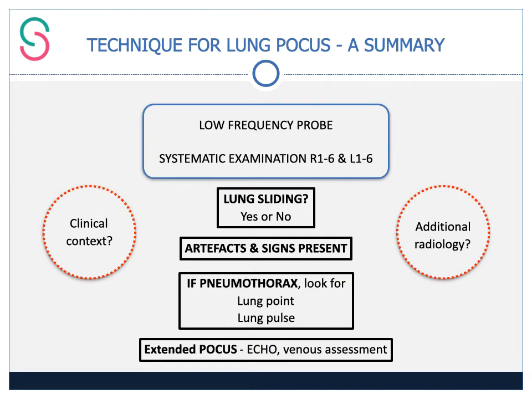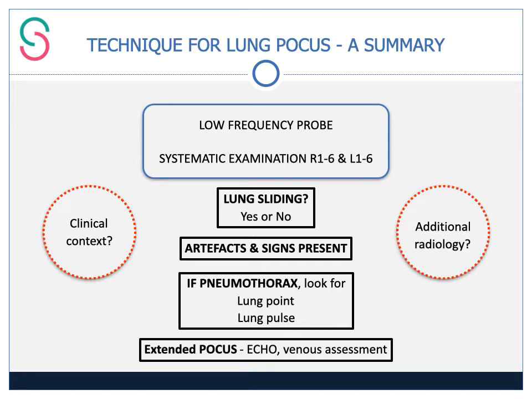And as a summary for lung Pocus, you can think of it as starting with typically a low frequency probe, so a curvilinear or phased array probe, performing a systematic examination, either 4 zones in each hemithorax or 6 zones. And what you need to ask yourself is, firstly, can you see something called lung sliding? And we'll go through this in the next few slides. Do you see any artifacts or other signs such as consolidation or pleural effusion? If you suspect a pneumothorax, you need to confirm it by finding something called the lung point or lung pulse.